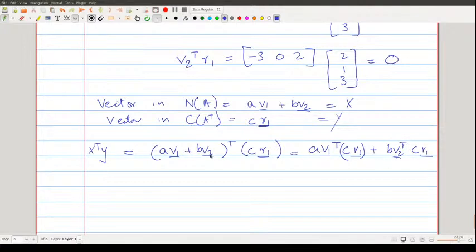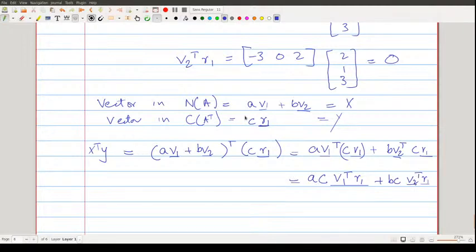Okay, please always remember that these symbols A, B, C stand for scalars, which are just numbers. So B transpose doesn't really make sense because it's just B itself, it's a number. Technically, the transpose of a 1x1 doesn't change anything. So scalars don't matter as far as the transpose is concerned, and you can take the scalars out. So this is just AC times V1 transpose R1 plus BC times V2 transpose R1.